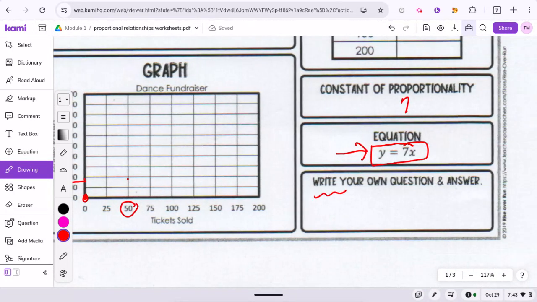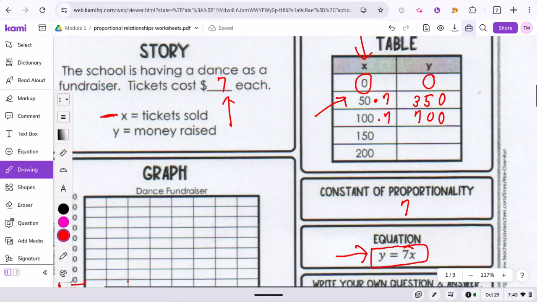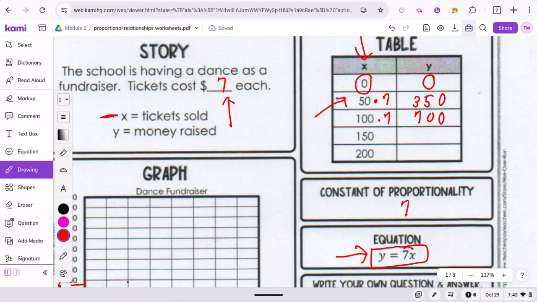And again, write your own equation here. How much would it cost for 600 tickets? And plug them into the equation.